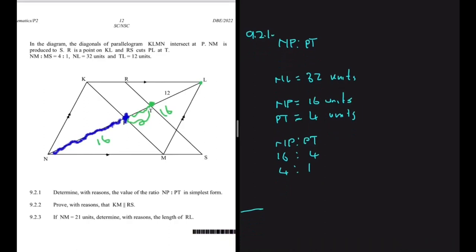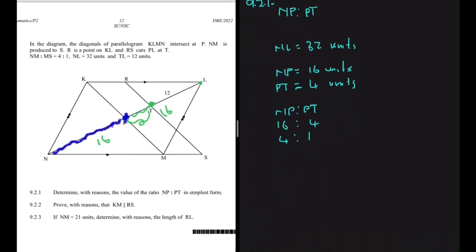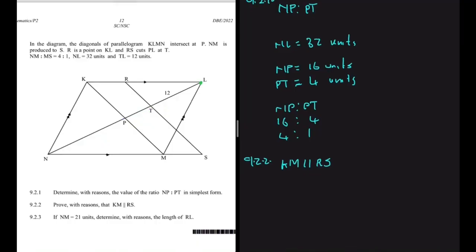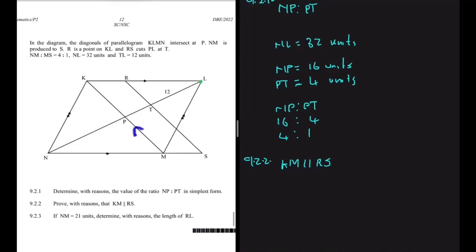Now let's see if we can do 9.2.2. So 9.2.2 is saying let's prove with the reasons that KM is parallel to RS. Now we have to prove that KM is parallel to RS. Let me just remove this line. So we're supposed to prove that KM is parallel to RS. So these two lines are parallel, right?